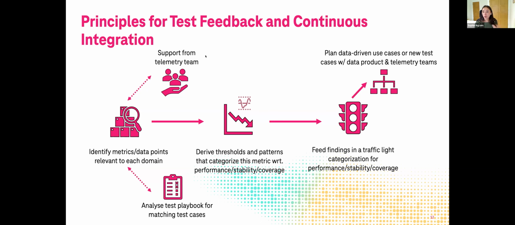Then, following from that, let's say we were running this, we were seeing that maybe Wi-Fi was not as good as we expected. From one build to the next, we were seeing suddenly a spike in temperature. We then need to plan our data-driven use cases or new test cases as well, or even look back at our test playbook and say, is there a certain combination of tests here that could help us to identify maybe where this problem sits? And we do that all in collaboration with our data product and telemetry teams.